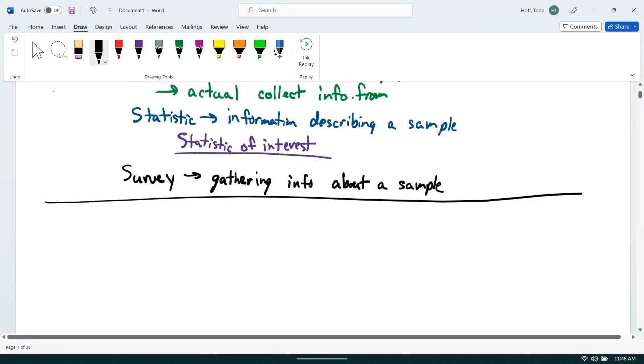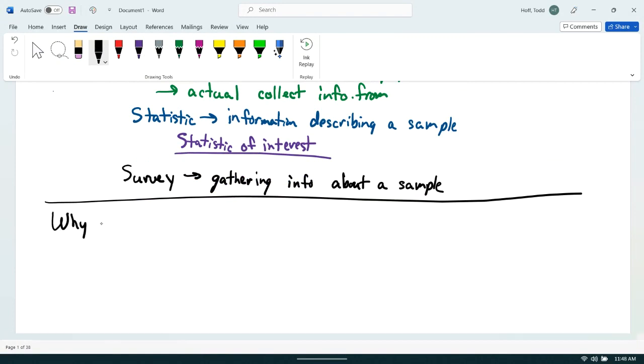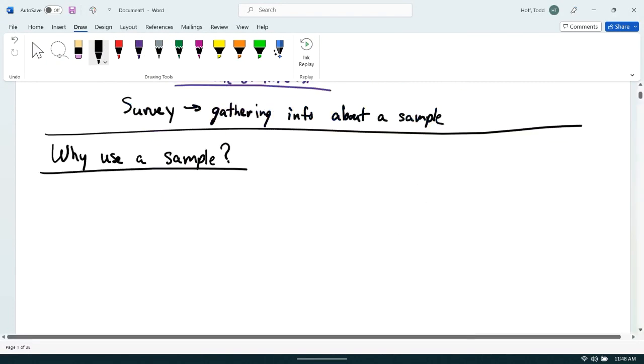So before we get into anything else, the big question comes up, why use a sample? Why not go ahead and gather information from the whole population? You would think that would be pretty reliable if you can get the information from the whole population. Be a lot better than just taking a sample and hoping it's the same. Well, there's a lot of reasons why.